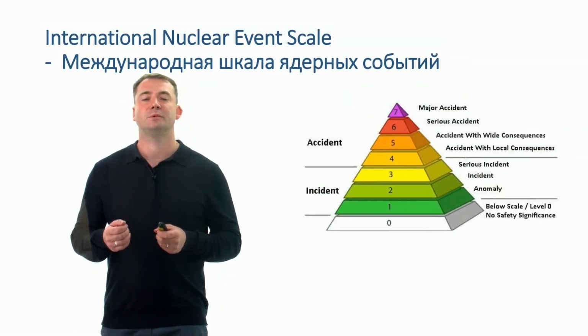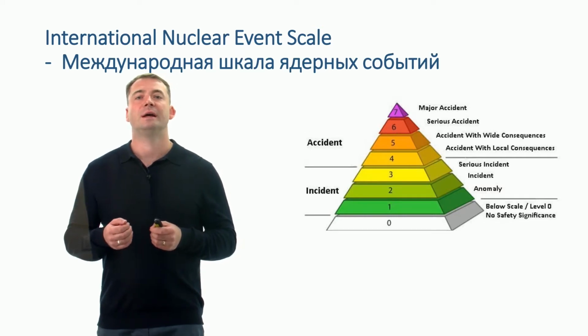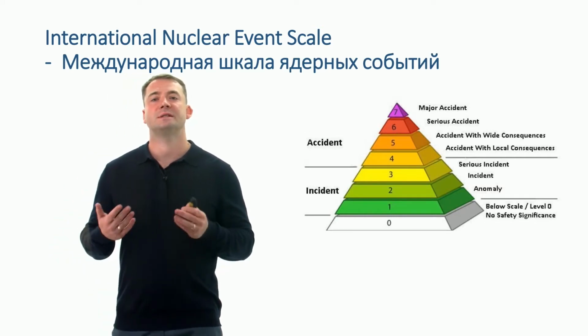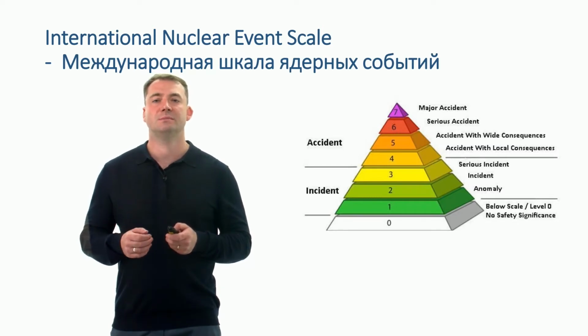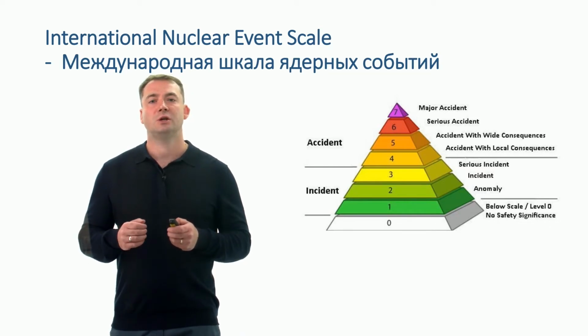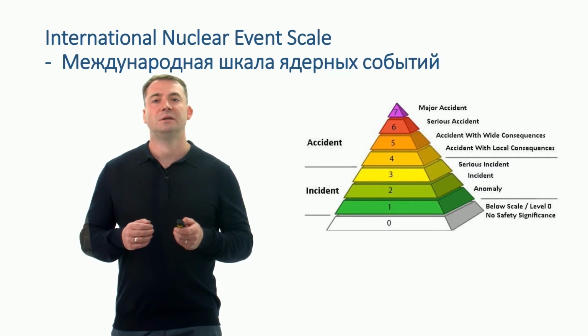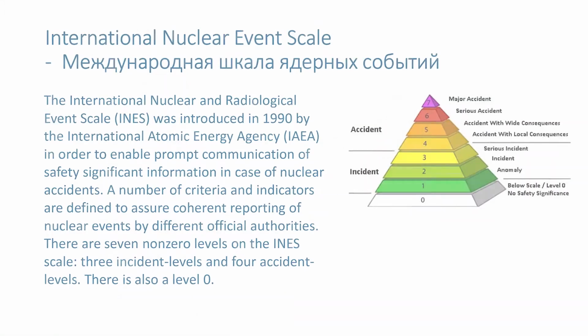International Nuclear Event Scale, международная шкала ядерных событий. The International Nuclear and Radiological Event Scale was introduced in 1990 by International Atomic Energy Agency in order to ensure prompt communication of significant safety information in case of nuclear accidents. A number of criteria and indicators are defined to assure coherent reporting by different official authorities. There are 7 non-zero levels on the scale, 3 incident levels and 4 accident levels. There is also a 0 level on the scale.